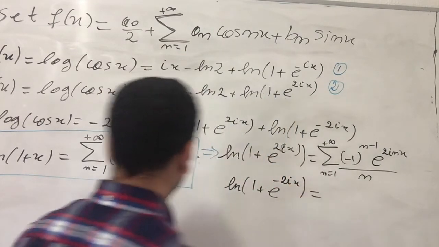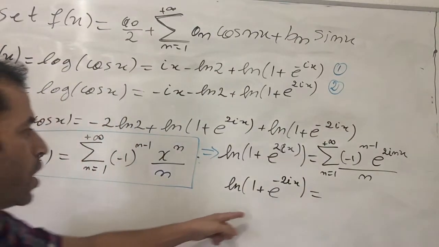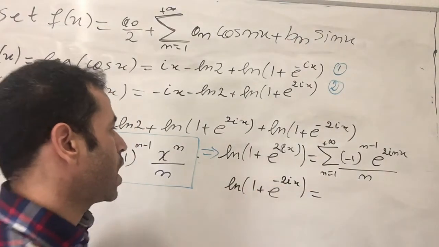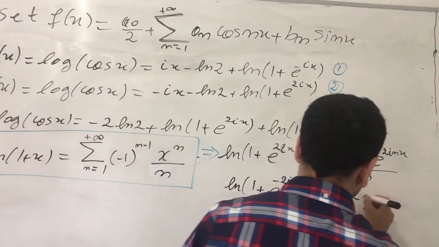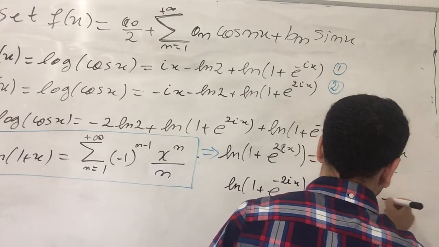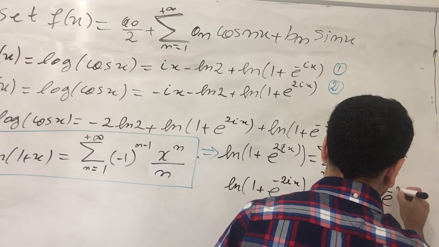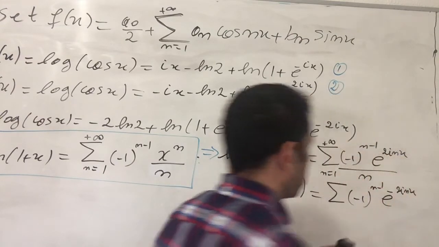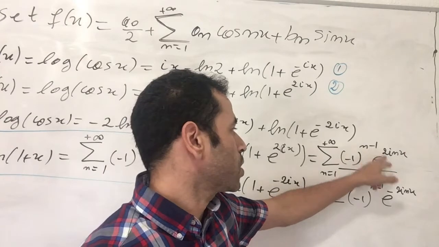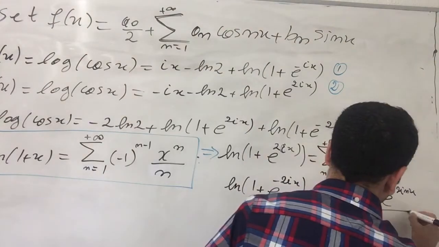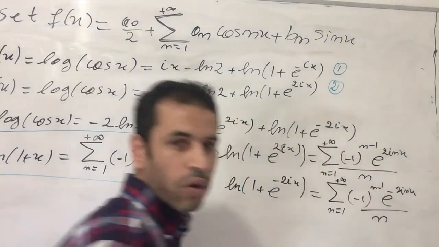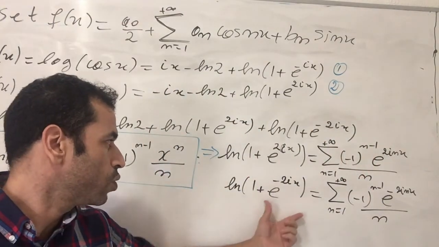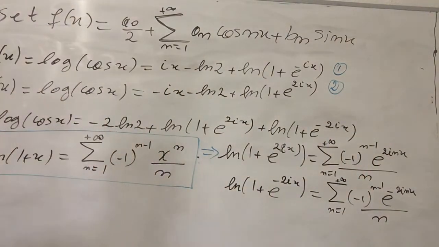The same thing with the natural log of 1 plus e to the minus ix, just replacing x with e to the minus 2ix, gives us the same thing: minus 1 to the n minus 1 multiplied by minus 2inx, just with a minus sign instead of a plus sign, over n, as n goes from 1 to plus infinity. Now I'm going to put both expressions into this equation.